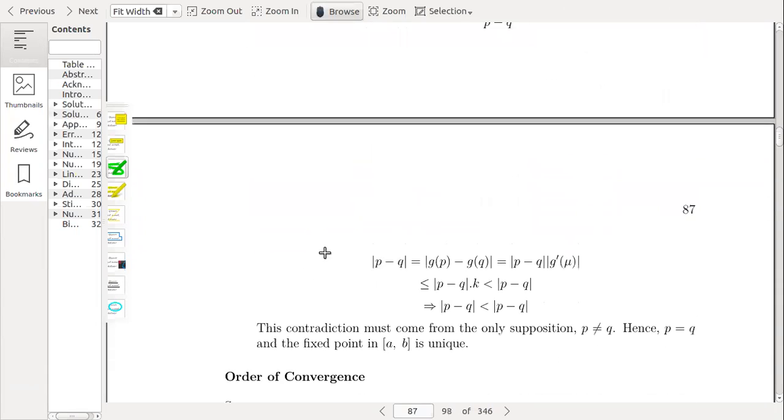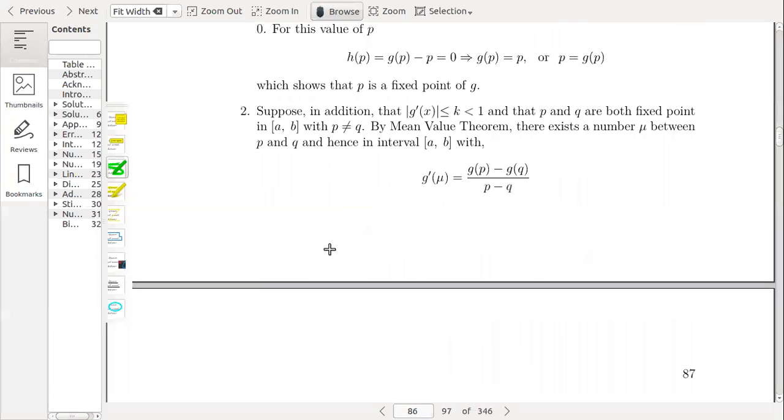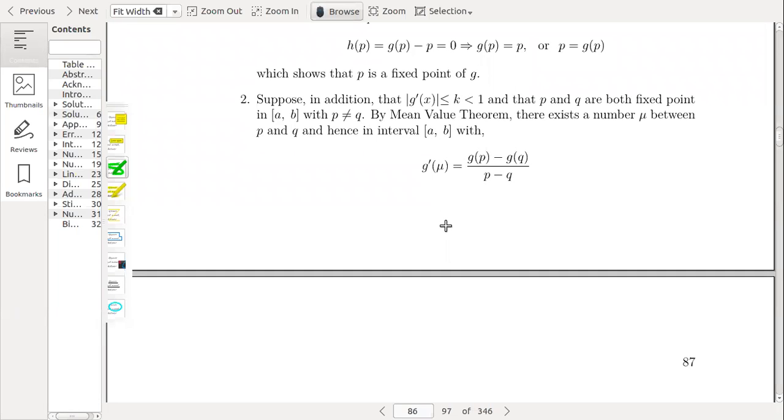And next, for the second condition, suppose in addition that the absolute value of the derivative of g(x) is less than or equal to k < 1, and that p and q are both fixed points in [a, b], with p not equal to q. By the mean value theorem, there exists a number mu between p and q, and hence in the interval [a, b], with derivative g'(mu) equal to (g(p) - g(q)) / (p - q).